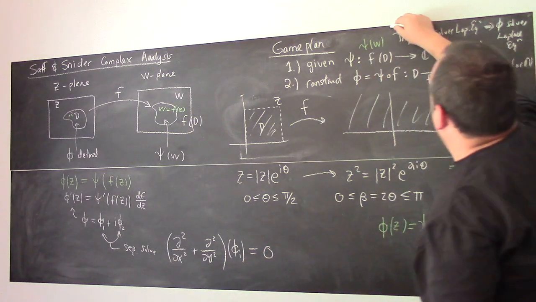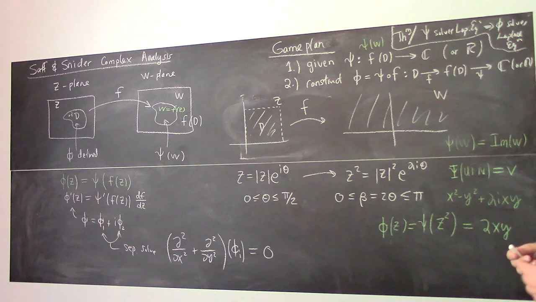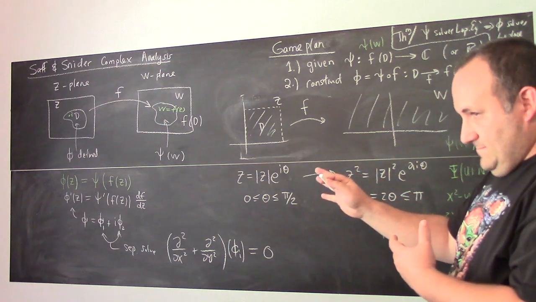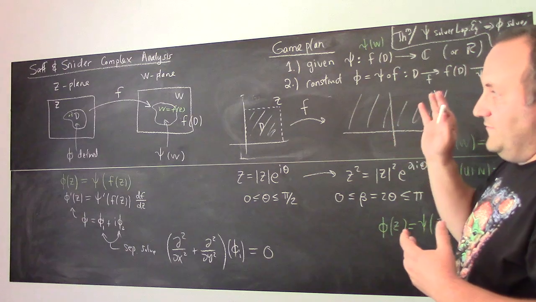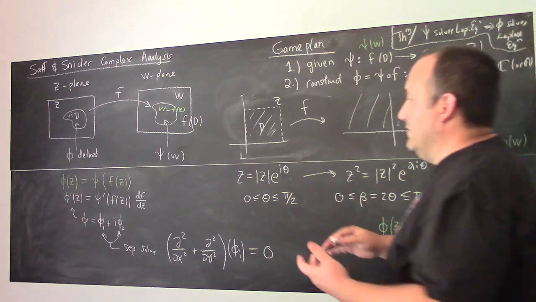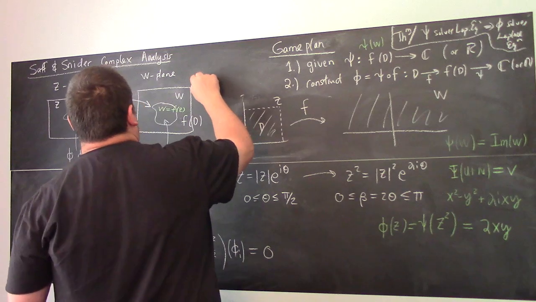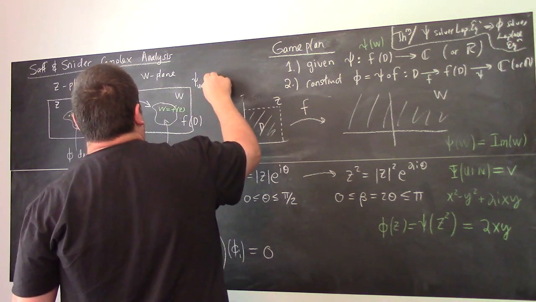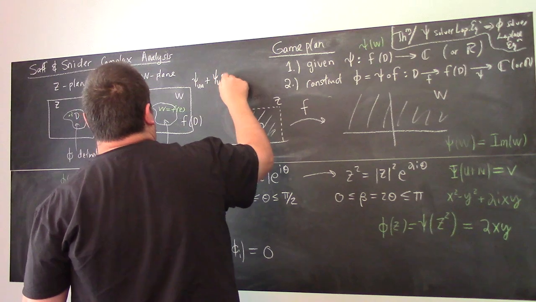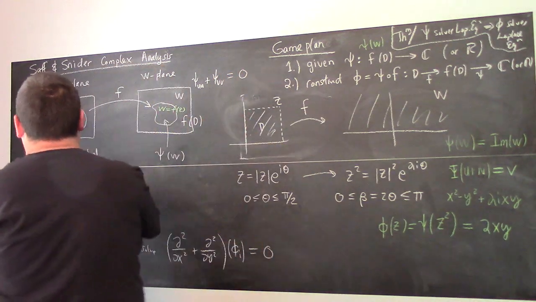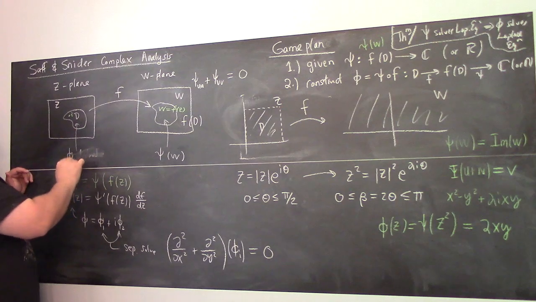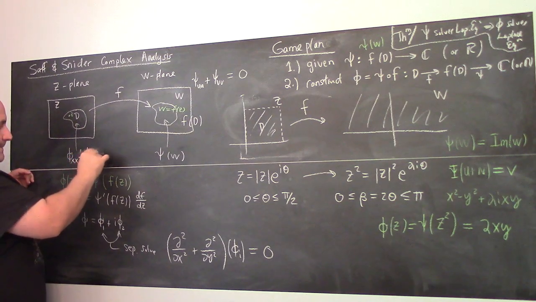Now that's a little bit glib, but I'm not saying that they're solving Laplace's equation in the same spot. Psi solves Laplace's equation as it's written in the w plane. Phi solves Laplace's equation in the z plane. So in other words, in the notation, you might have psi uu plus psi vv equal to 0. When you track back over here, you get phi xx plus phi yy equal to 0.